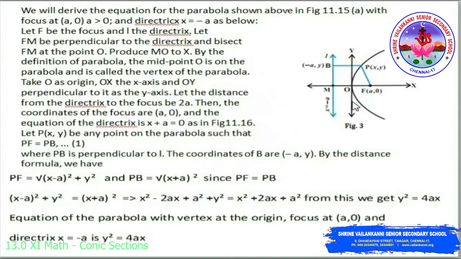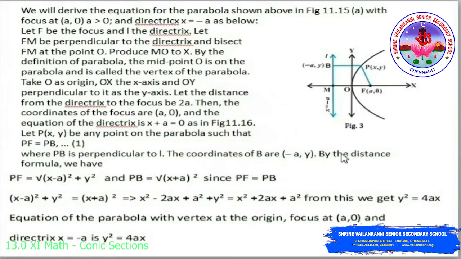Taking O as origin, OX as the x-axis, and OY, which is perpendicular to it, as the y-axis. Let the distance from the directrix to the focus be 2a. Then the coordinates of the focus are a comma 0. Let P of x comma y be any point on the parabola such that PF equals PB, where PB is perpendicular to L. The coordinates of B are minus a comma y.